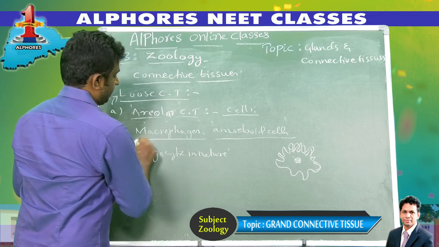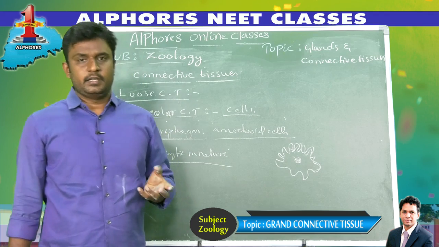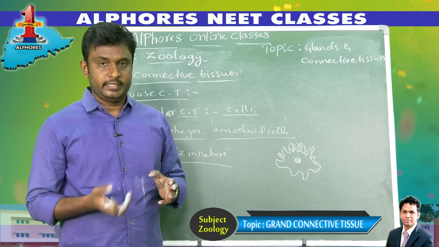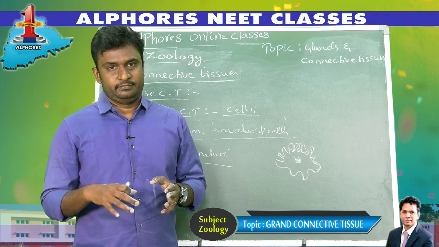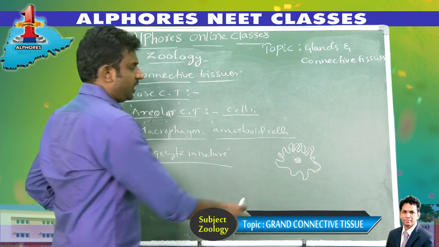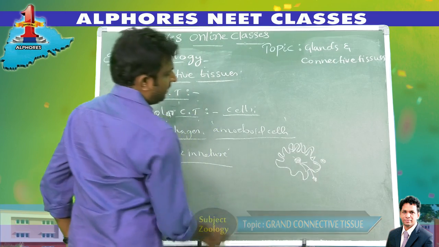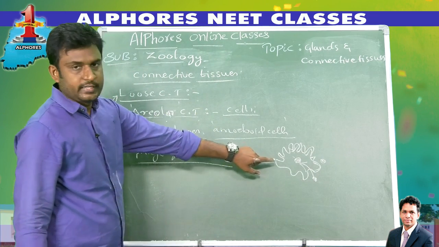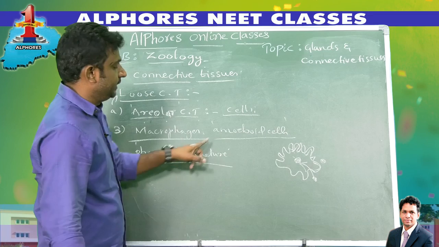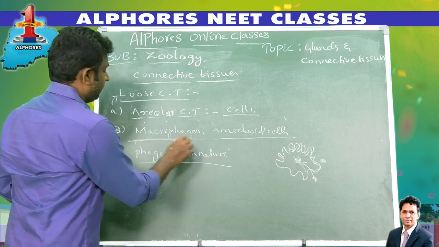What is the meaning of phagocytosis? If any microorganism is present in our body, that microorganism is engulfed, which means taken inside, or eaten, by this type of cell. If any foreign particle is present, it is ingested by this cell. That's why it is called a phagocytic cell. All the macrophages are phagocytic in nature, amoeboid cells.